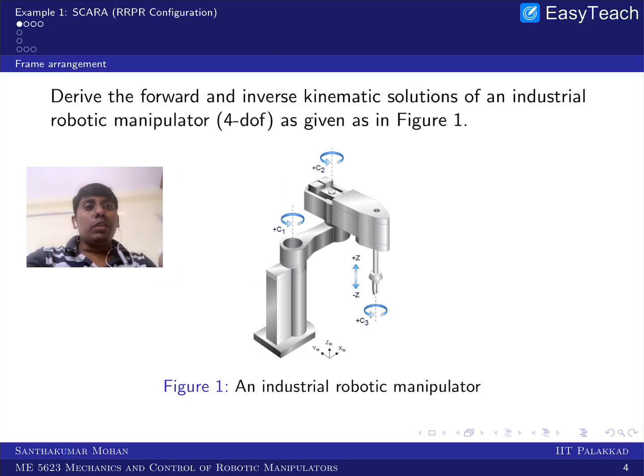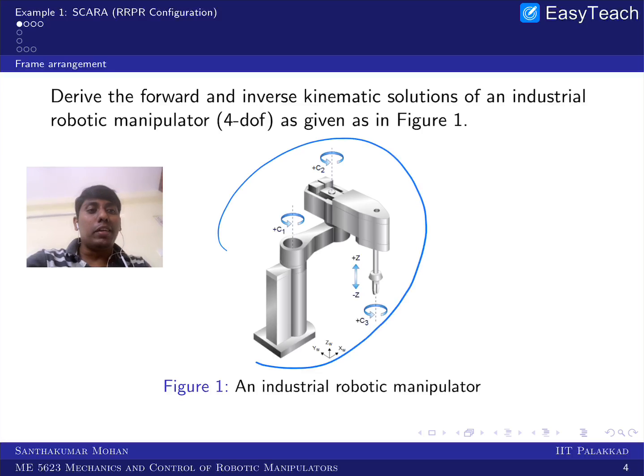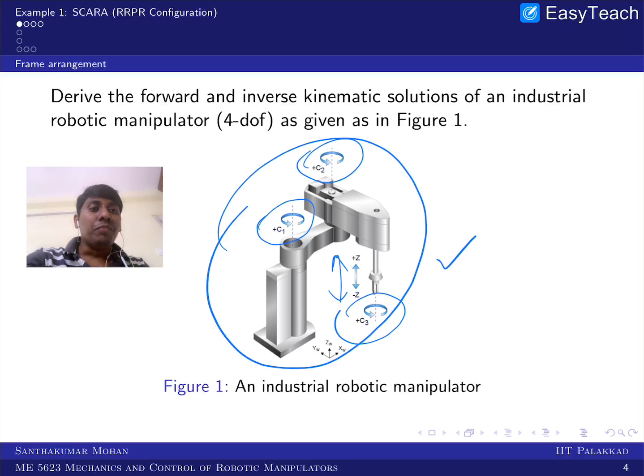This is the question given to you. It is a general manipulator, one of the popular manipulators called SCARA. This manipulator has 4 degrees of freedom. You can see one rotation here, another rotation here, one translation here and another rotation here, and the positive directions of rotation and translation are all given here. What I asked you to do in the exam was the forward and inverse kinematic model of this robot.